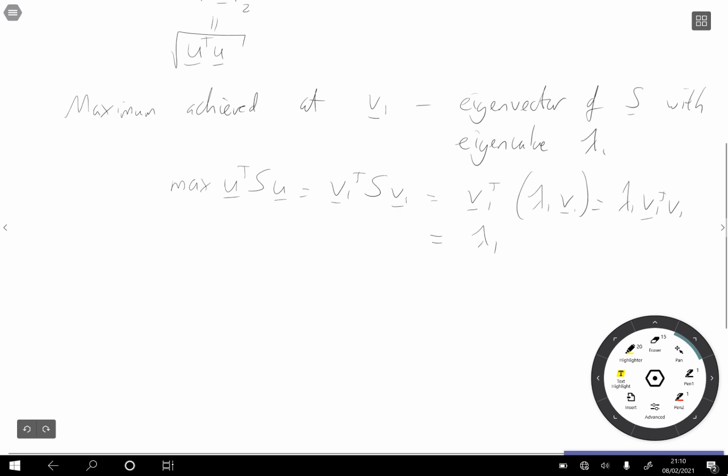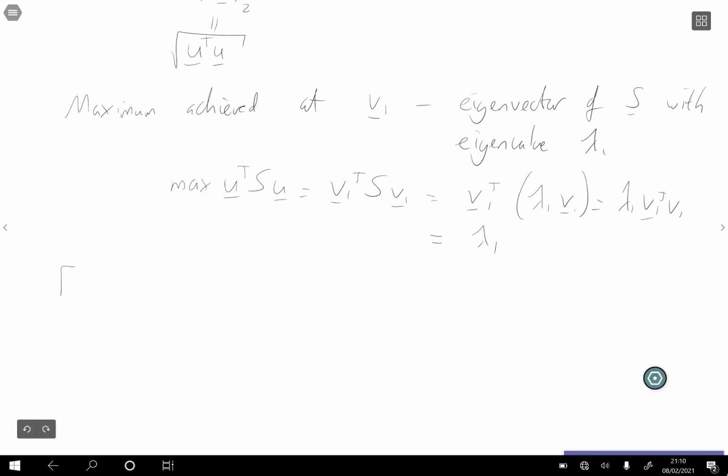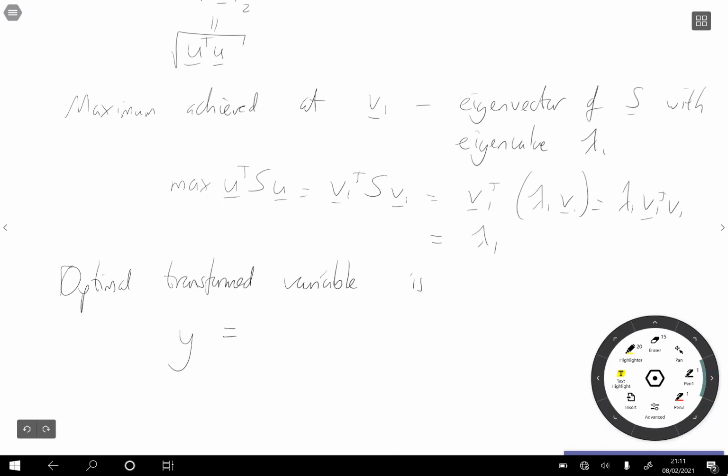So the work we did in the previous chapter, proving these seemingly obscure results, has paid off instantly. We know that the optimal transformed variable is y, which is v1 transposed x. If we apply this to each vector, we get y_i1, where the 1 indicates the first transformed variable. It's going to be v1 transposed x_i.